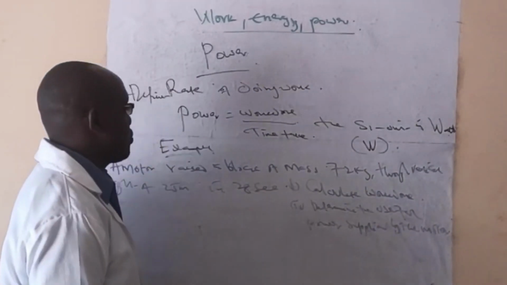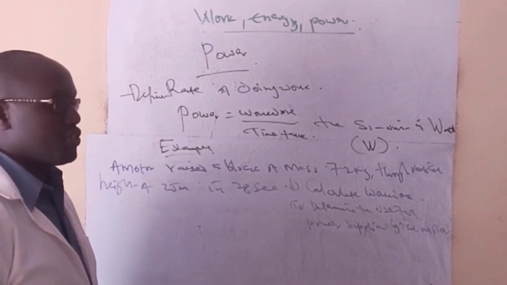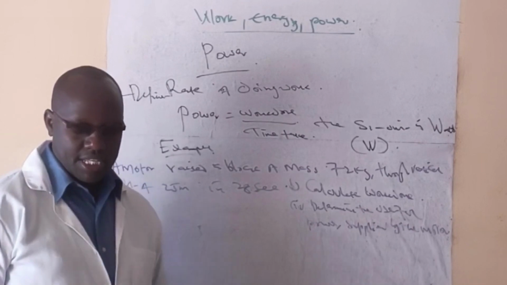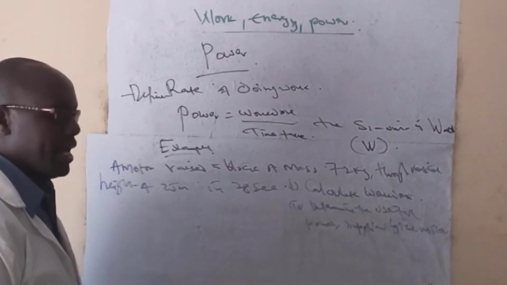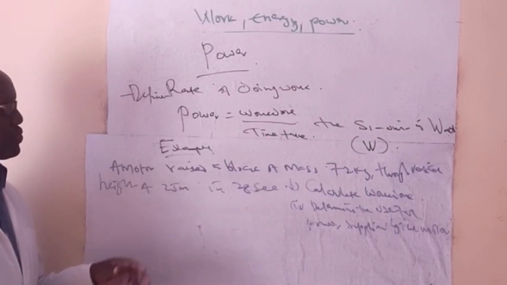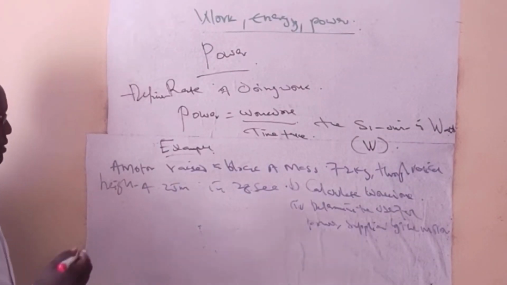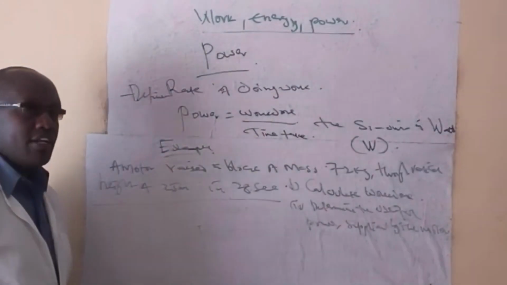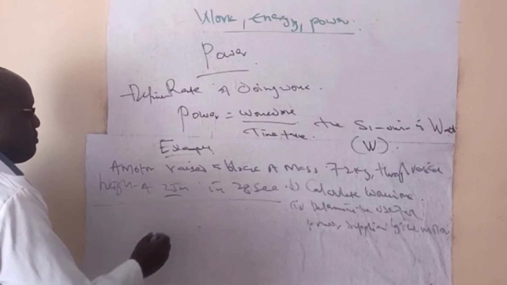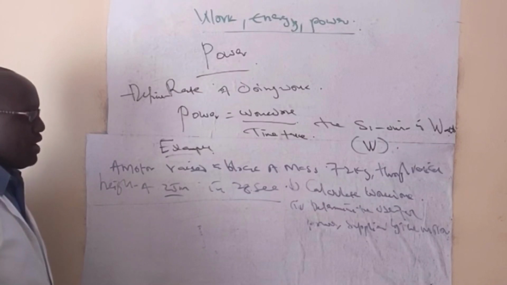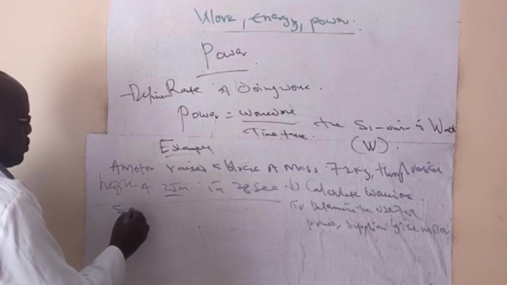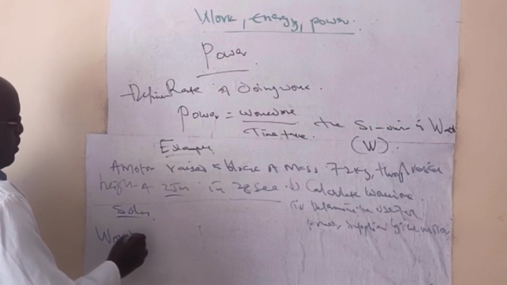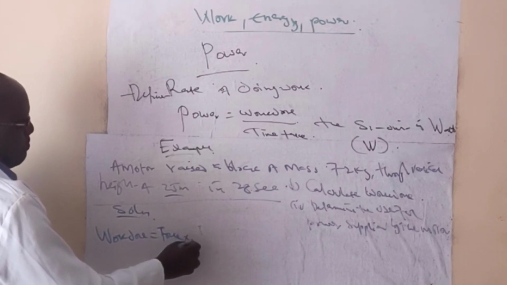So there are two questions there. The first question is to calculate the work done. The second question is to determine the power. So there is a motor which is used to raise a block of mass 72 kilograms through a vertical height of 25 meters in 28 seconds. So we are told to determine the work done. Solutions. Number 1, work done, we know, is the product of force multiplied by distance.